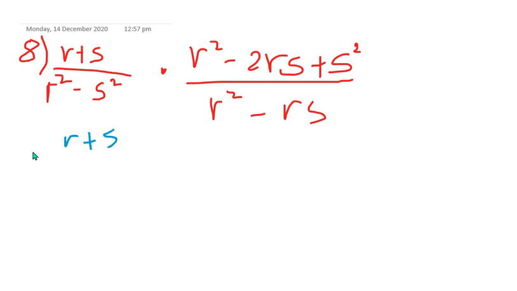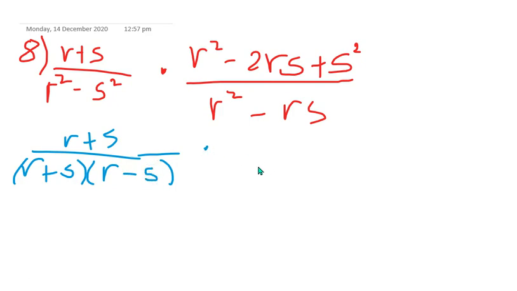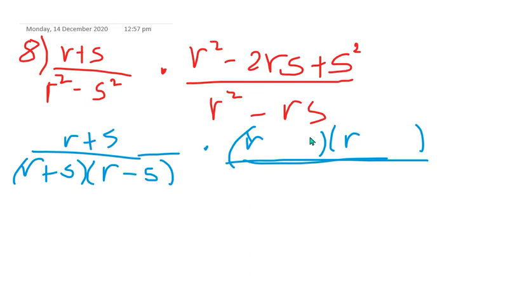We just copy it in the simplified form. Here, we're going to use difference of squares: r plus s, then r minus s. Times, we're going to use trinomial factoring. This is a perfect square trinomial, so we have r times r. The square root of 1 is 1, so we have s. Since this is negative, negative times negative is positive. Negative 1 plus negative 1 is negative 2rs.